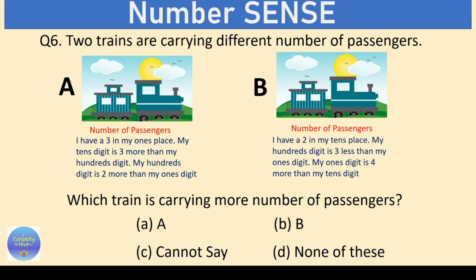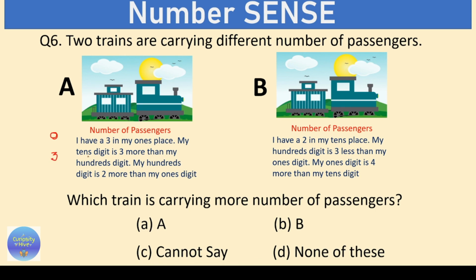This says, two trains are carrying different number of passengers and they have given clues to find the number of passengers in each train, and we need to find which train is carrying more number of passengers. Give time to such questions. Let's form the number for each one. Let's look at A first. It says I have 3 in my ones place, so I'll write my ones here and I'll write 3 here.